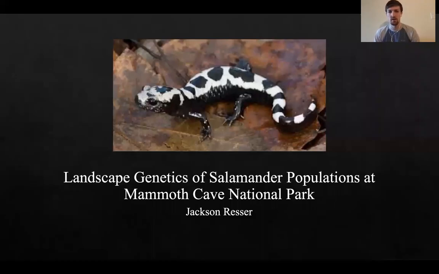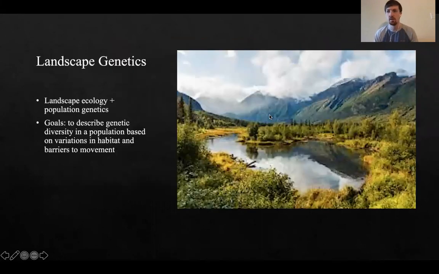My thesis is on landscape genetics of salamander populations at Mammoth Cave National Park. The field of landscape genetics is a combination of two biological subdisciplines, that of landscape ecology and population genetics. Landscape genetics involves modeling the differences in allele frequencies between adjacent populations, while also accounting for the surrounding landscape features.